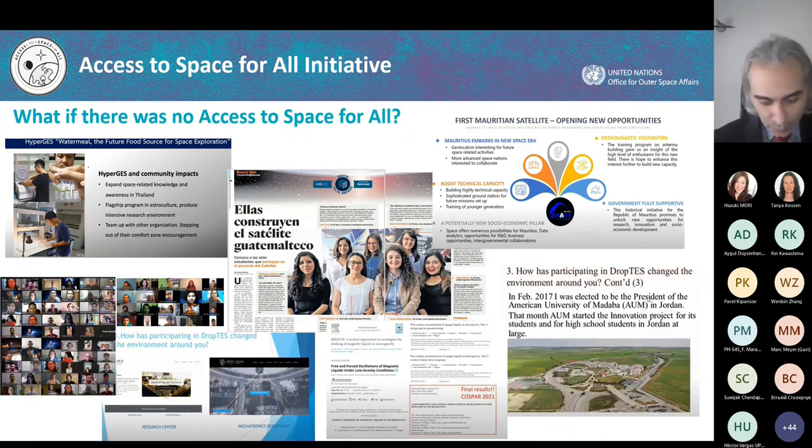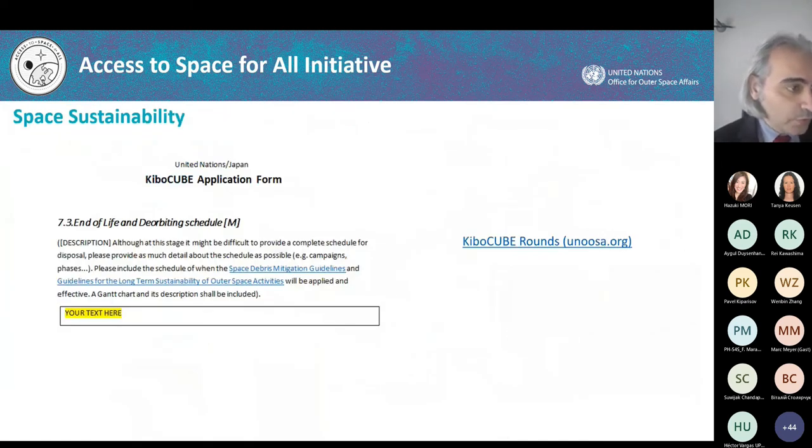So, of course, when we are asking for applications, for us it's very important to be sure that those satellites are not going to cause any problems. And to do that, we are asking for compliance to Space Debris Mitigation Guidelines and to the guidelines for the long-term sustainability of outer space. They are guidelines. Of course, they are not mandatory, and they are translated into national law that can be mandatory.